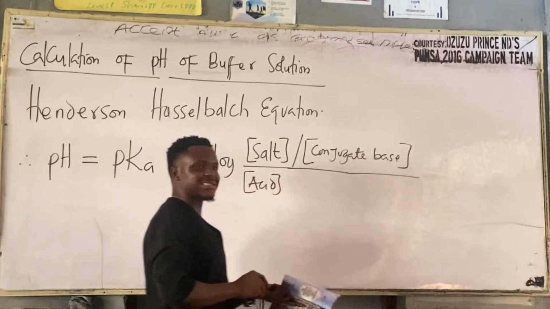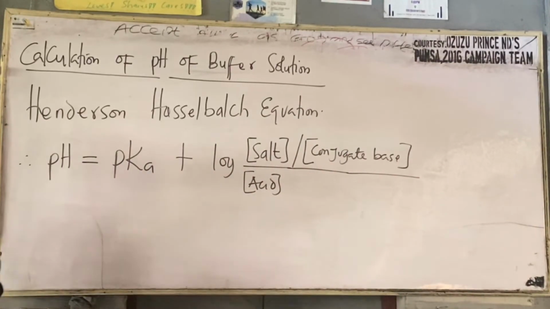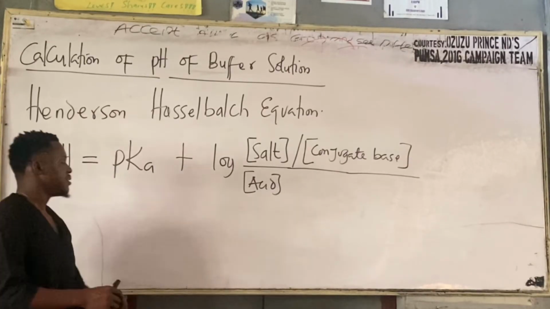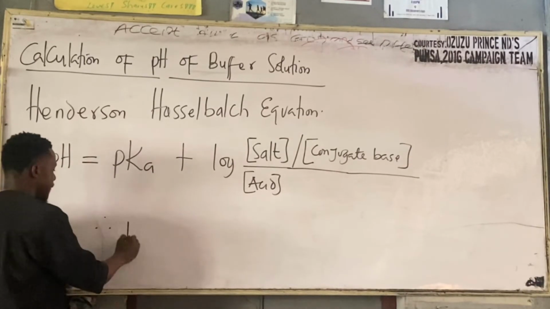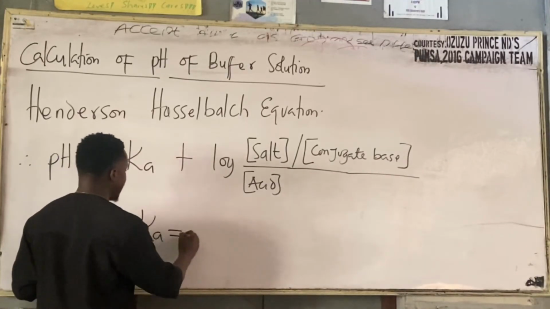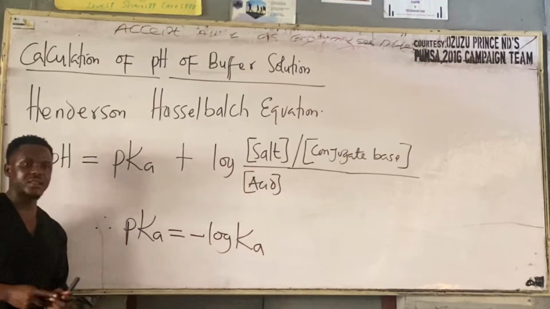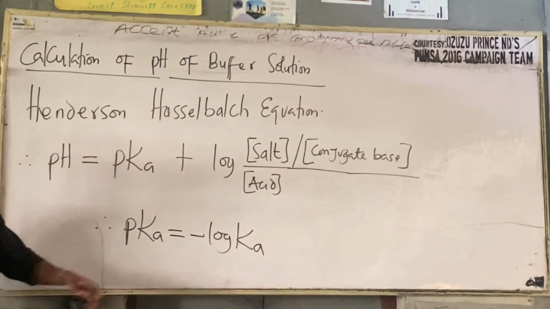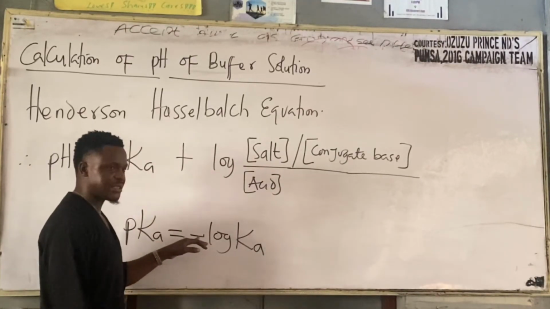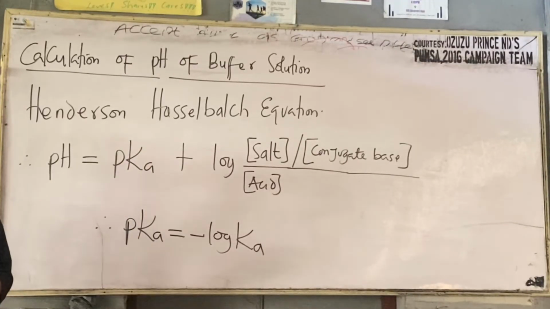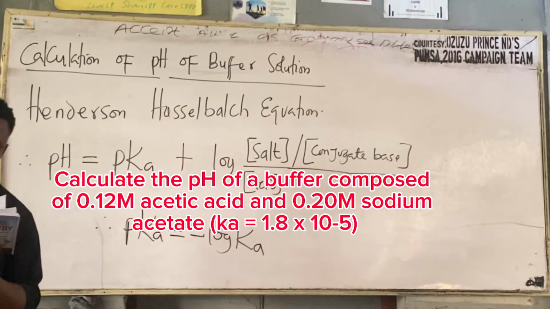Please, the square bracket stands for concentration, so take note of that. So pH equals pKa plus, now how do we get our pKa? pKa is obtained by using this formula. They will always give you Ka. So for me to get my pKa, I'll simply press negative log of this to get the value of the pKa.